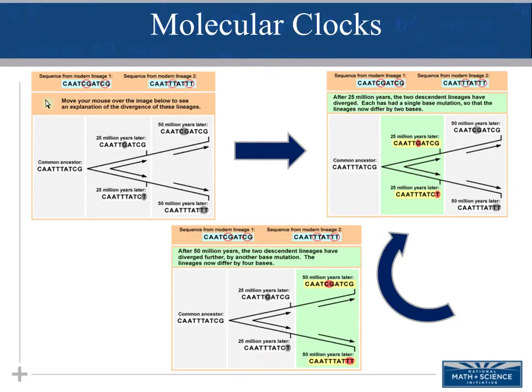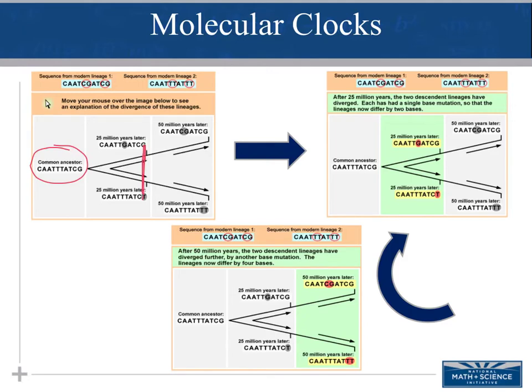Okay, again, you don't have to write anything for this slide, but this just shows you that molecular clock thing that I was talking about. So if you look at it, here is our common ancestor with his DNA sequence. And then over a period of time, nothing really changes until we hit this 25 million year mark. And this is just an example.